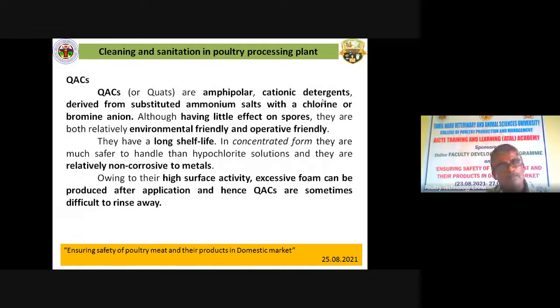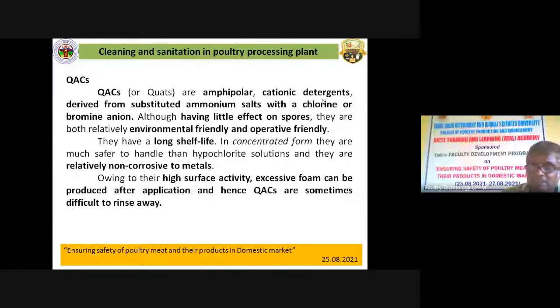The second group of compounds are quaternary ammonium compounds, otherwise known as quats. They are amphipathic, meaning they possess both hydrophilic and hydrophobic properties, and they are also cationic detergents. They are mainly derived from ammonium salts, in which we substitute some of the reactive groups with a chlorine or bromine anion. This gives us the quaternary ammonium compounds. Actually, they have little effect on spores. However, they are environmentally friendly as well as operator friendly.